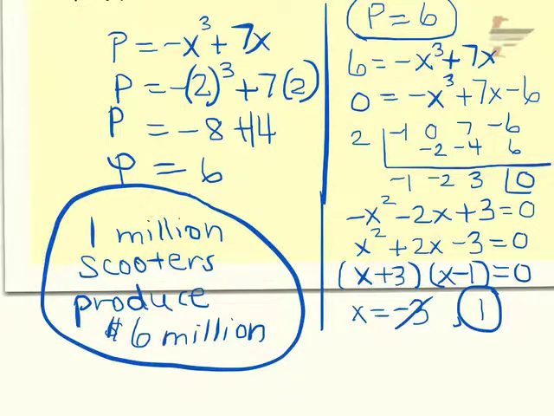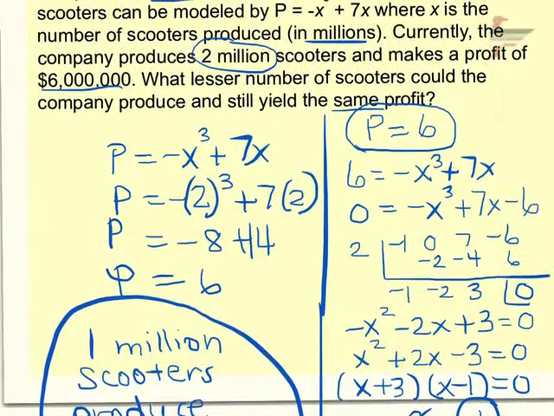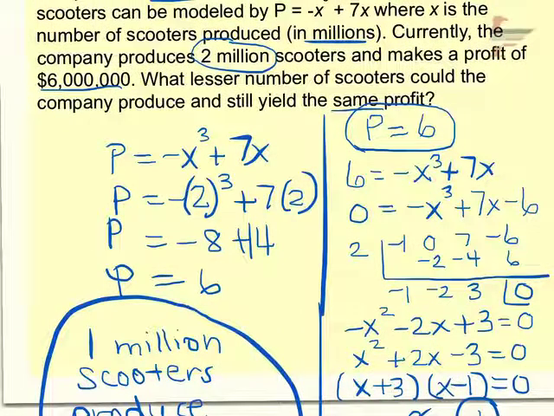So again, I'm just going to go back up and make sure that you understand. So you were told that you had 2 million scooters, and so I used that 2 million with the equation, but I put the 6 in for profit because I know I wanted the same profit. So I put 6 in there, got everything to one side, did synthetic using the 2 million, and that got me down to a quadratic, which you can always solve. And then those answers from my quadratic gave me the other possible amount of scooters that would give me that same profit.